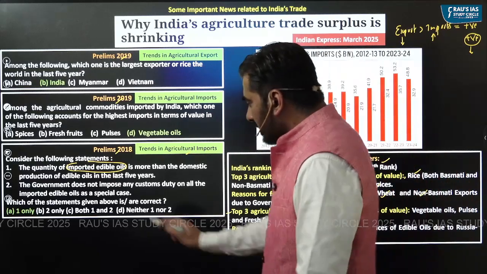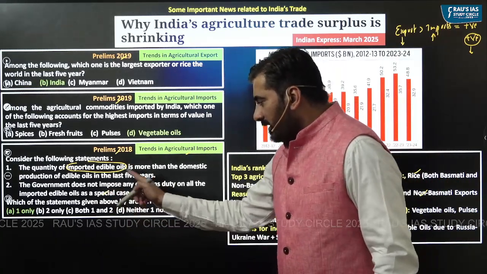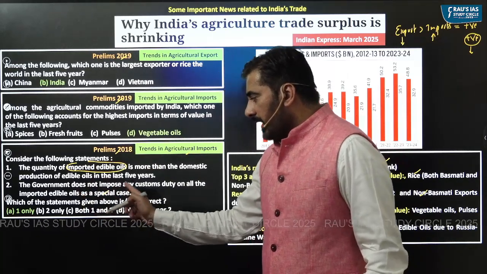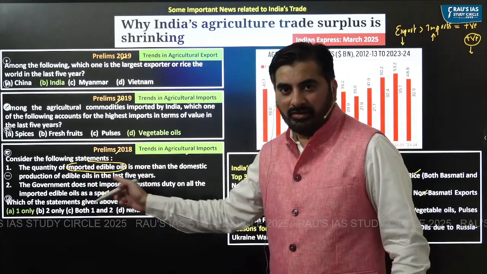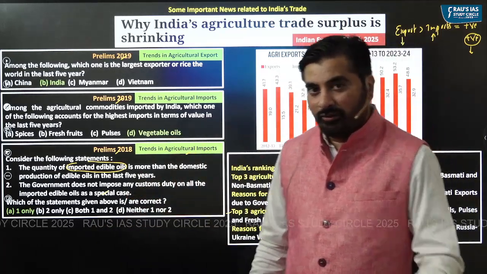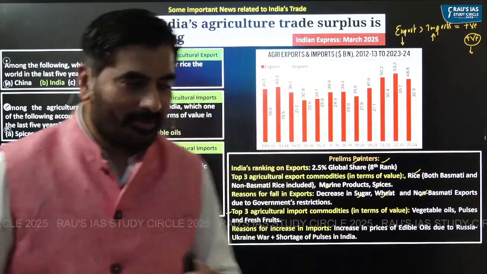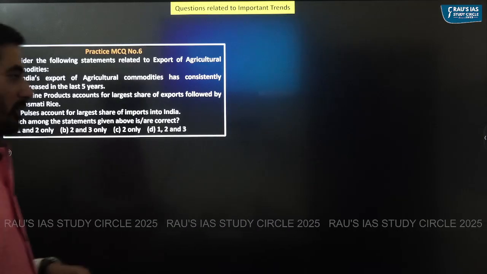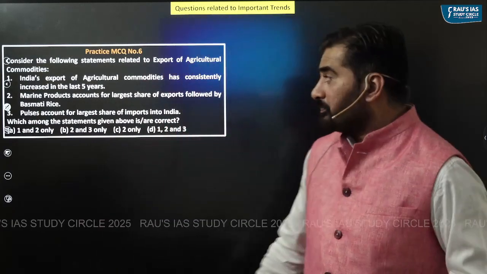Can you see here the second statement? The government does not impose any customs duty on all the imported edible oils as a special case, which was incorrect, right? So that is how you should keep an eye for the previous year questions. So accordingly, let's look at practice MCQ number 6.